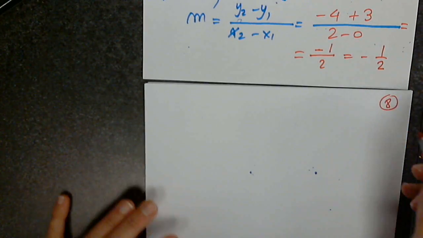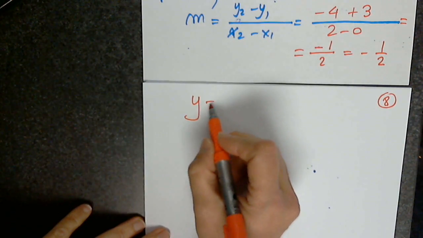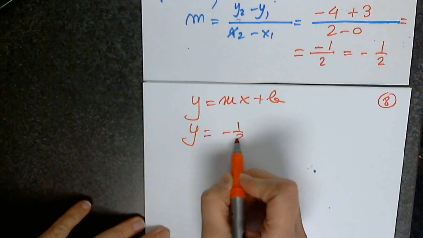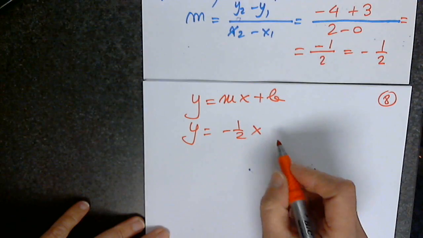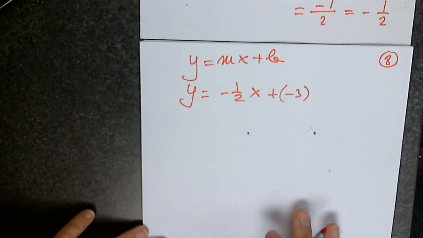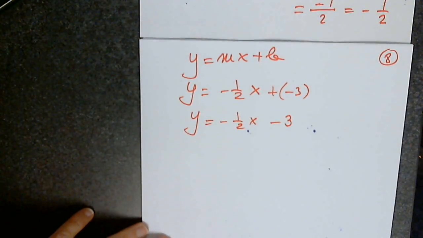Now the question is, how do I write the equation? What do I need to use in order to write the equation? So y equals -1/2 x. Exactly. Good. So this will be indeed y equals -1/2 x minus 3.